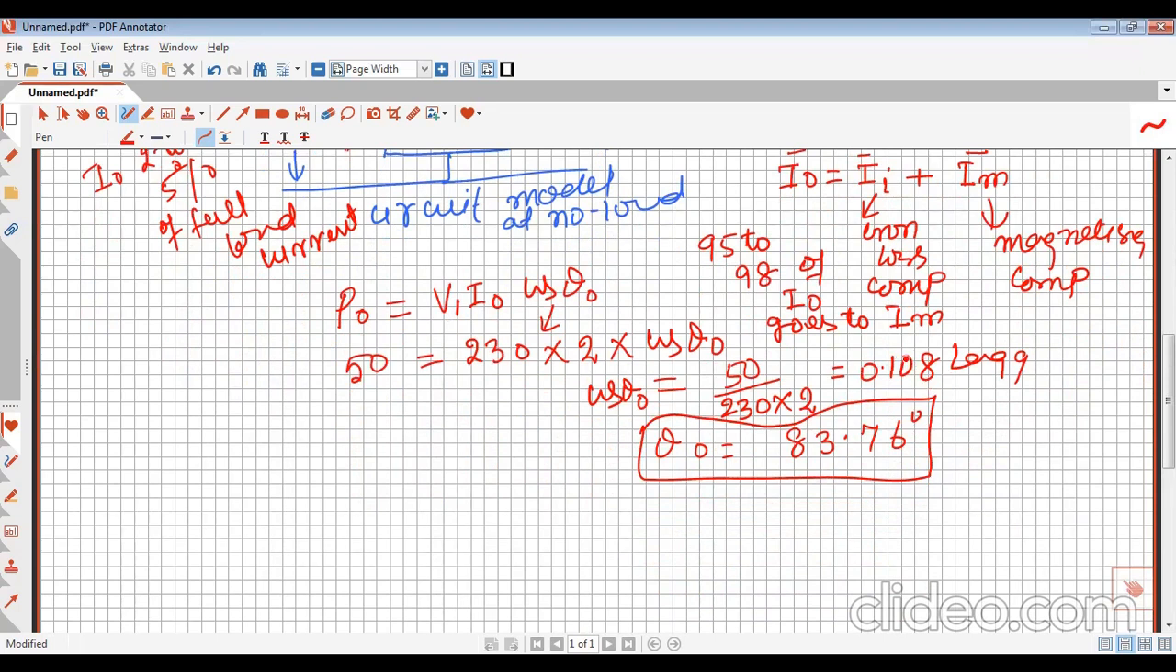From this diagram, we can see very clearly the magnetizing component. With the phasor diagram, we can understand what this portion and this portion are. Here we can very easily understand the role of the magnetizing component of the transformer.